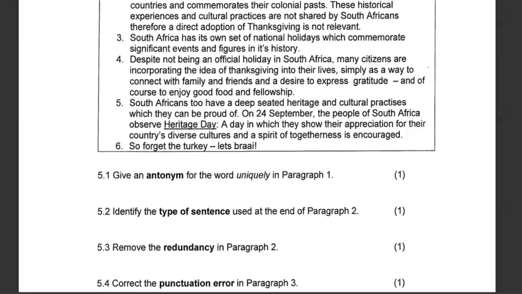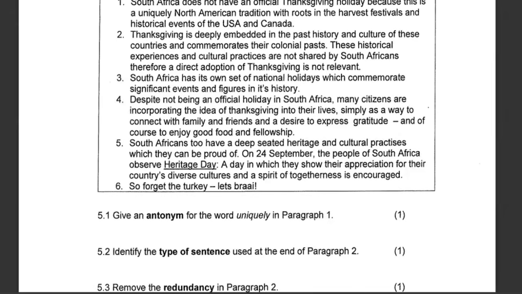Give an antonym for the word uniquely in paragraph 1, it says. And I believe in paragraph 1, it says South Africa does not have an official Thanksgiving holiday because this is a uniquely North American tradition. Oh, it's an antonym. It was in the adverb form, so your answer must be the same. So this is a commonly North American tradition. Ordinarily.